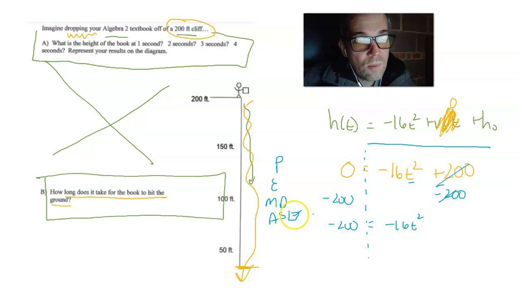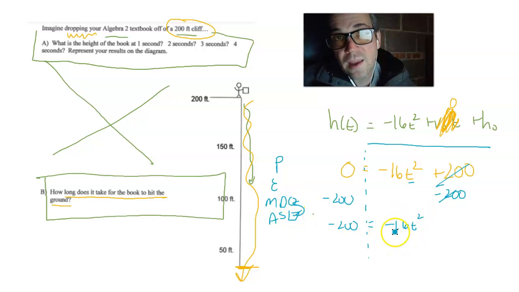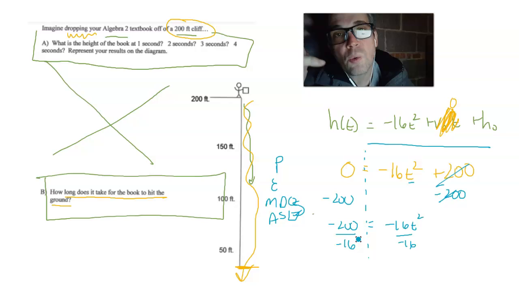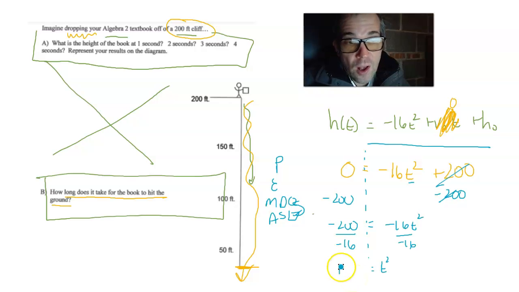Move up the ladder and ask myself, okay, we're still looking at this side. t is still not by itself. It's multiplied by negative 16, so I'll divide by negative 16. I'm going to need a calculator for this one because this is a real world problem, so I want to give real world type answers. We'll be working with decimals anytime it's a real world application. So let me pause and get my calculator out. I can see that t squared is going to equal 12.5.